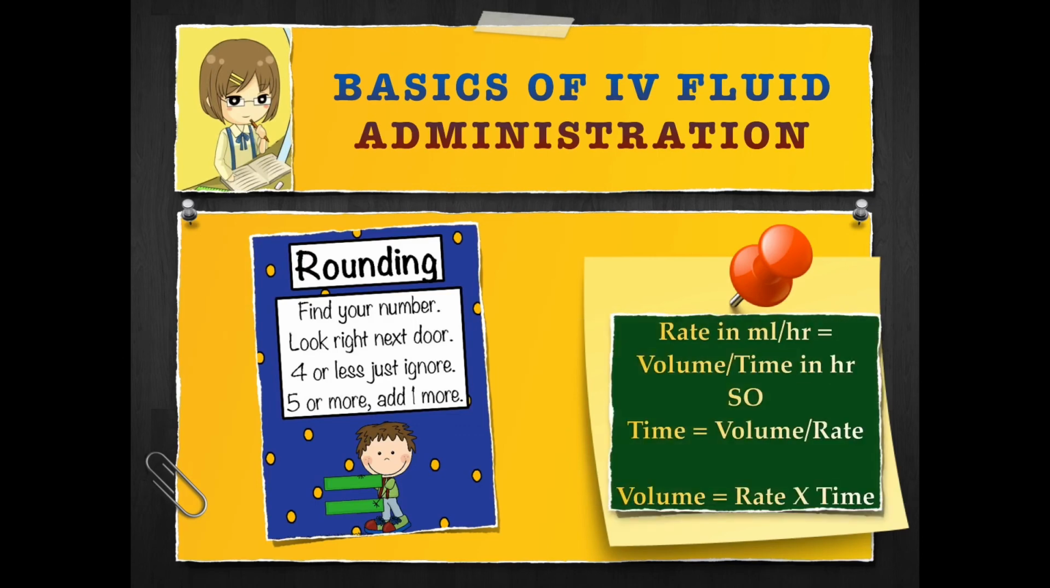So now we can see what happens if there are changes in the questions. For example, ml per hour is given, and if they want to calculate time, you can use the same formula, but you have to use the principles of mathematics. That is, rate in ml per hour equals volume by time in hour. So if you want to calculate time, it equals volume divided by rate. If you want to calculate volume, you can use the formula rate into time.